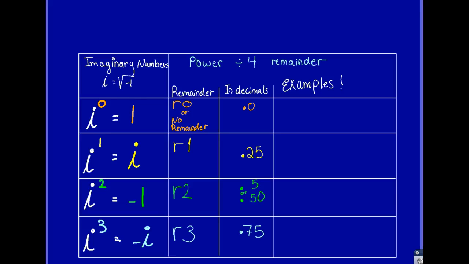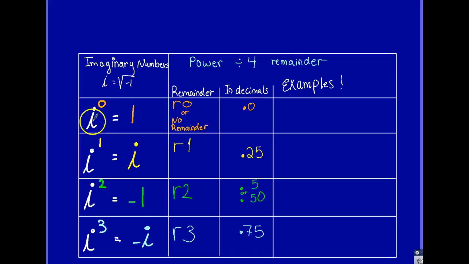Okay, this is a table that I put together to help you guys study and learn imaginary numbers. We discussed that the imaginary number, notated by the letter i, is equal to the square root of -1. Anytime you have a negative under the root, we need to start thinking about imaginary numbers. So we said there are 4 imaginary values that we need to memorize.